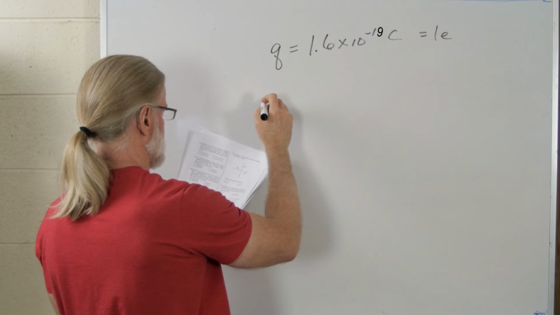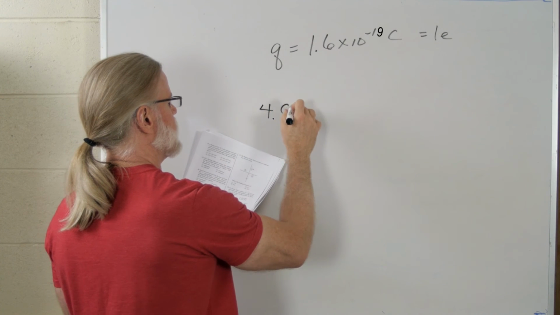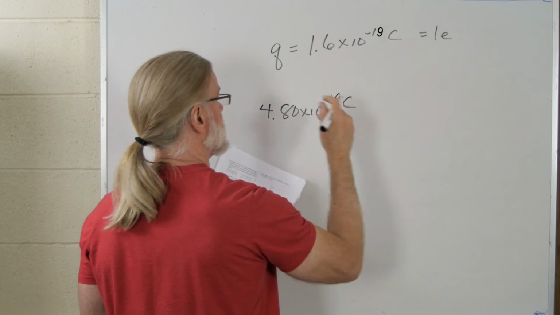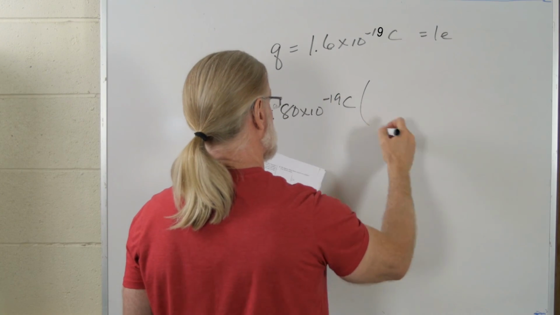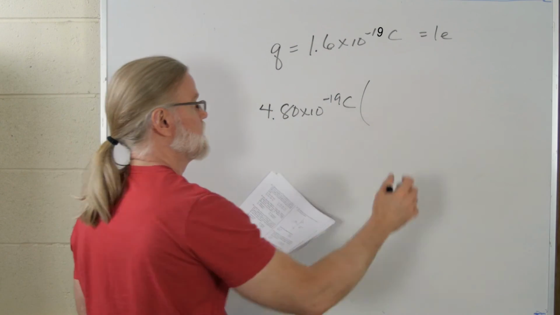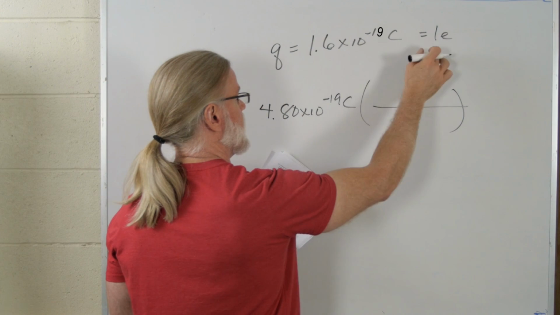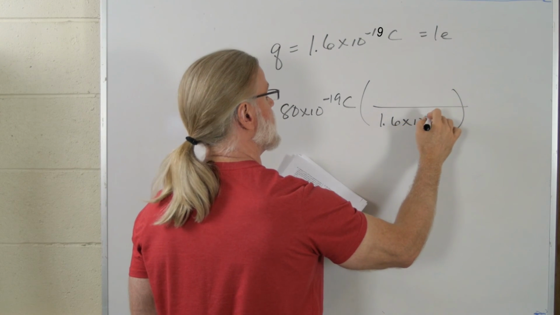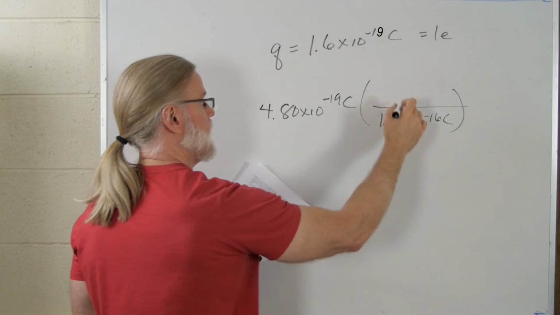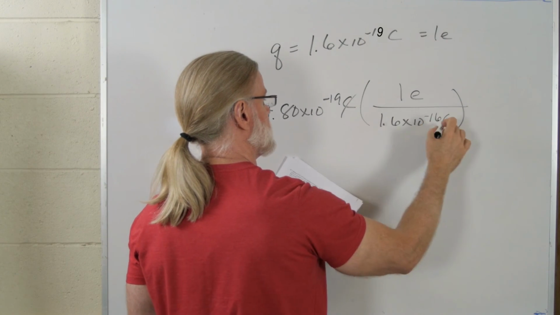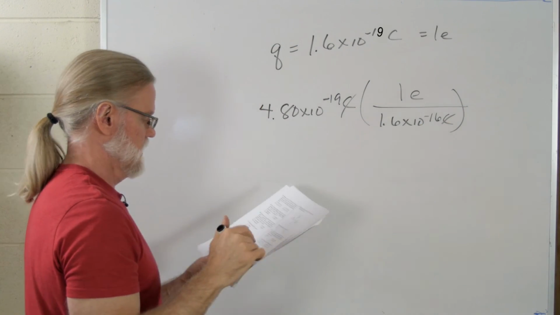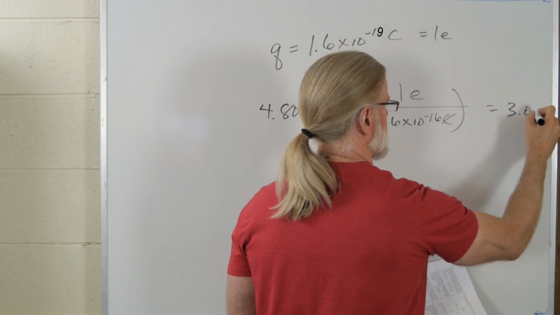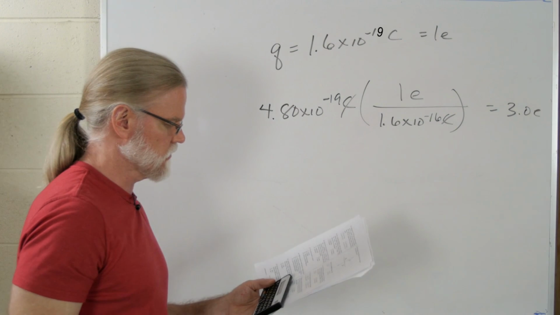Let's see. So what you want to do is 4.80 times 10 to the minus 19 coulombs. Let's convert that to elementary charges. Multiplying by 1s. These are equal to each other, so let's make the coulombs go away. So I'm going to put coulombs in the denominator, elementary charges in the numerator, and I think I end up with 3 by doing that. So the first one was the answer.